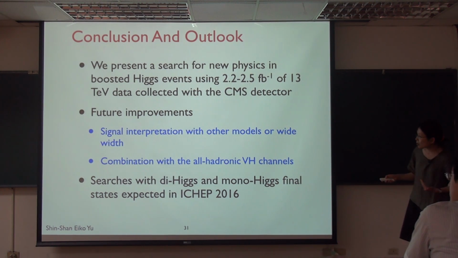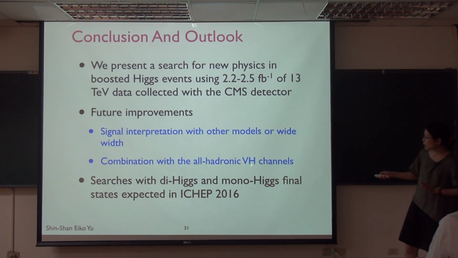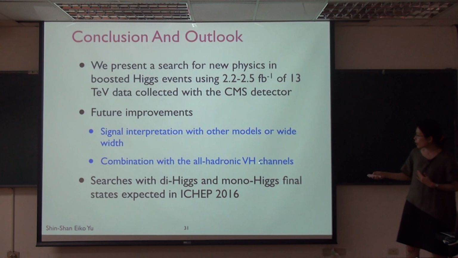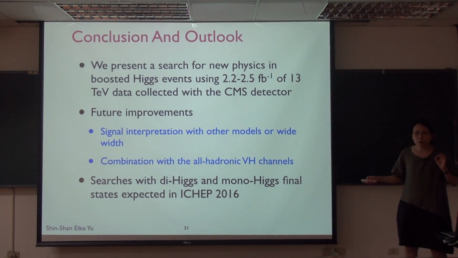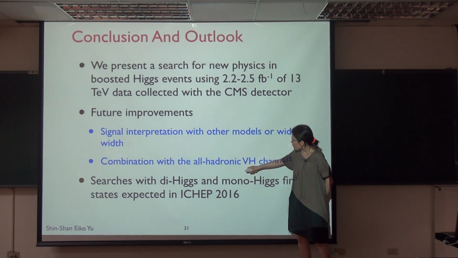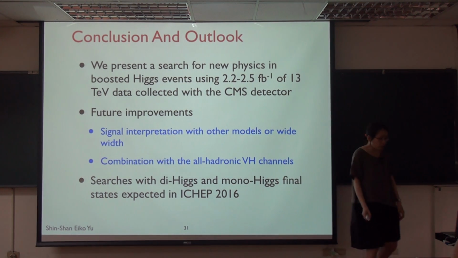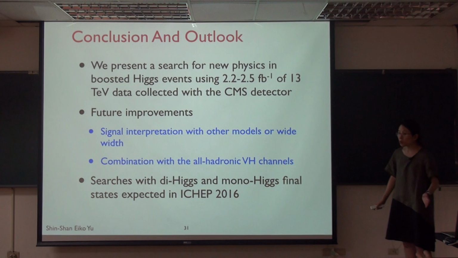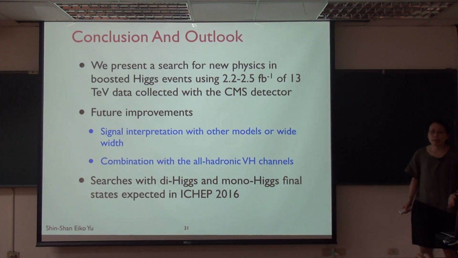And we also plan to combine, in the future, for the time being, our vector boson plus Higgs final states are all reconstructed with the semi-leptonic final state, meaning that the vector boson decays leptonically. But there are also analyses where they reconstruct the vector boson using the QQ bar final states. In that case, the sensitivity could be increased if we combine with that.